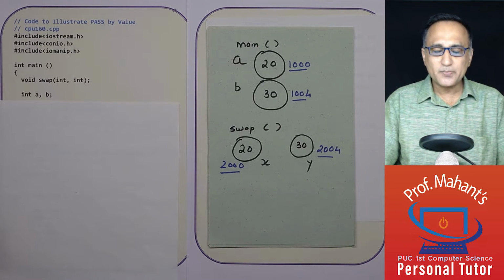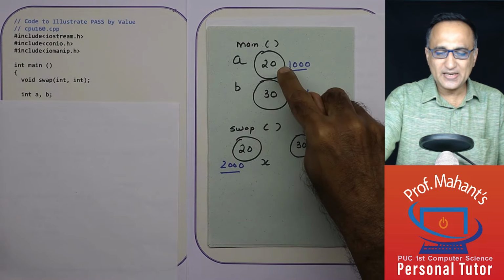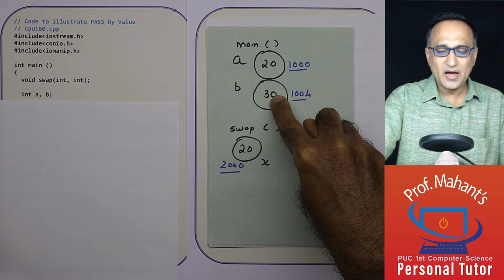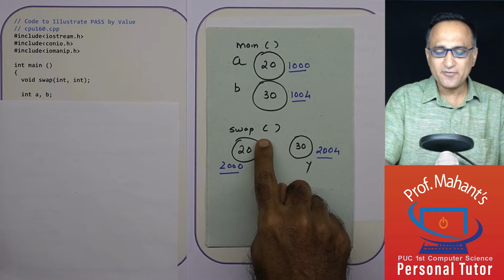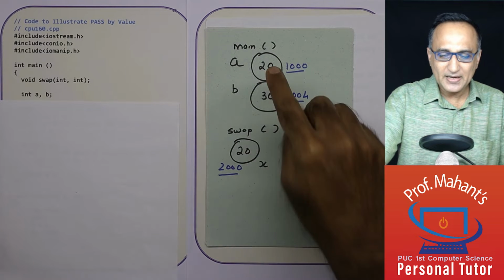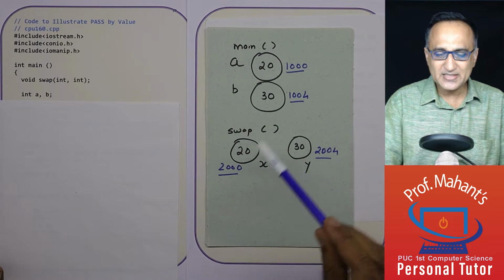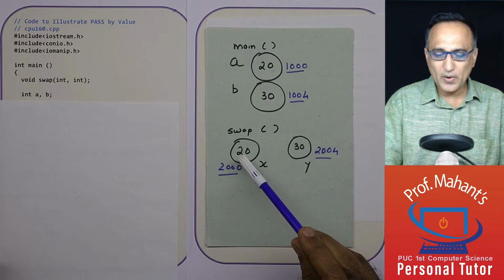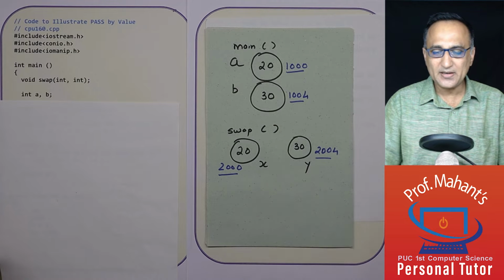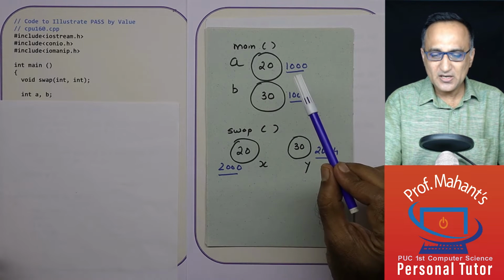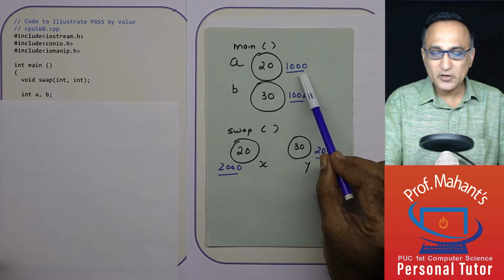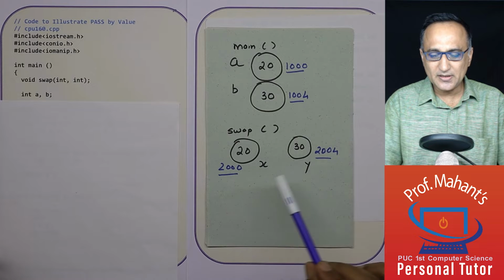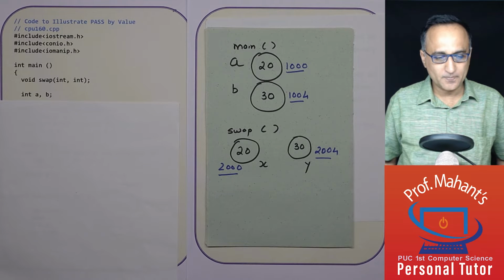What this particular program is supposed to do is, suppose A contains 20 and B contains 30. I am going to do the exchange in another function called swap. The value of A is going to get copied into X. The value of B is going to be copied into Y. So the values of A and B are in X and Y respectively. I am assuming the address of A to be 1000, B to be 1004, X to be 2000, and Y to be 2004.